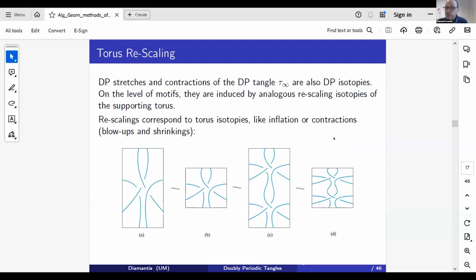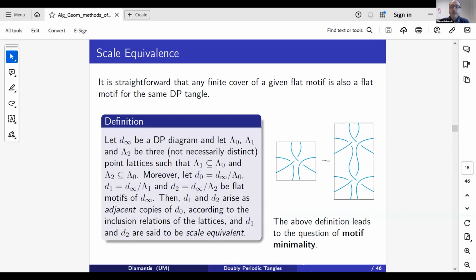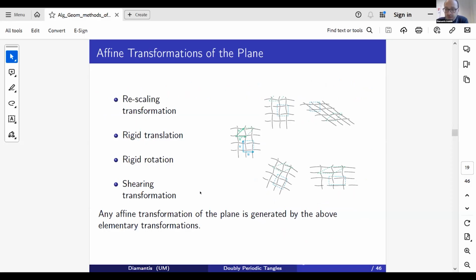And finally, we have to keep in mind that we have the torus rescalings, as we said before, contractions or stretches, right, which are induced by various rescaling isotopies, let's say, of the supporting torus. And of course, we have to keep in mind that always the lattice could also be affected by these moves. Now, let me go straight forward to the affine transformations of the plane because I want to have like 10 more minutes to talk to you about something even more interesting, like invariants of these DP tangles.